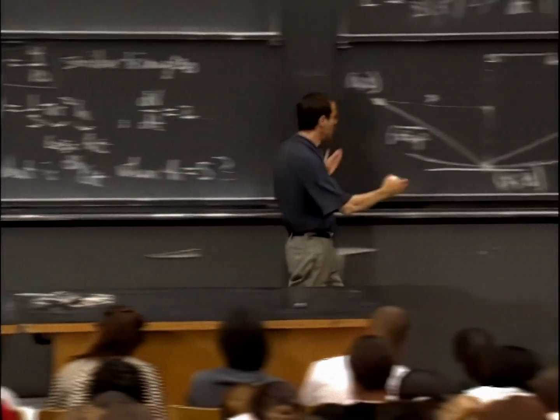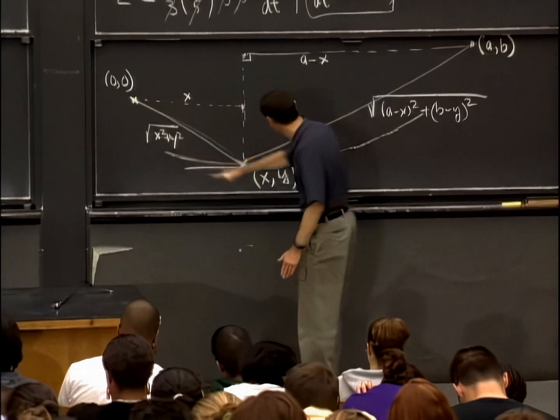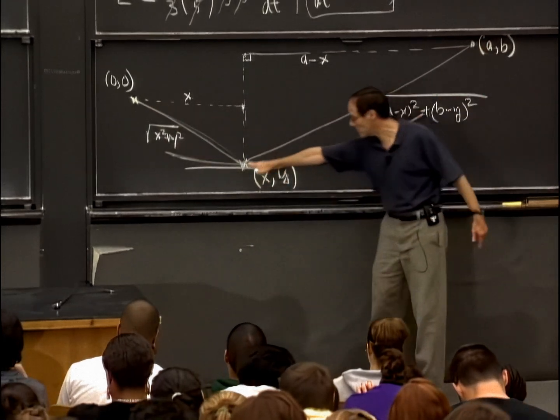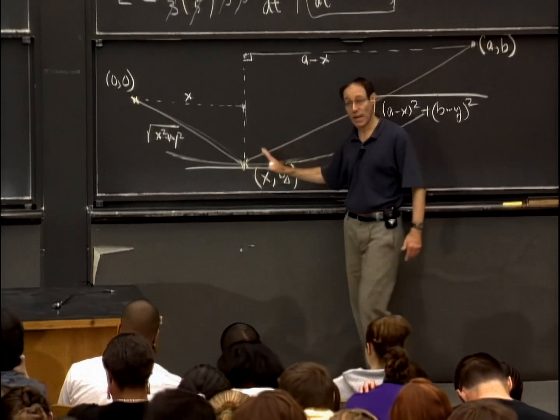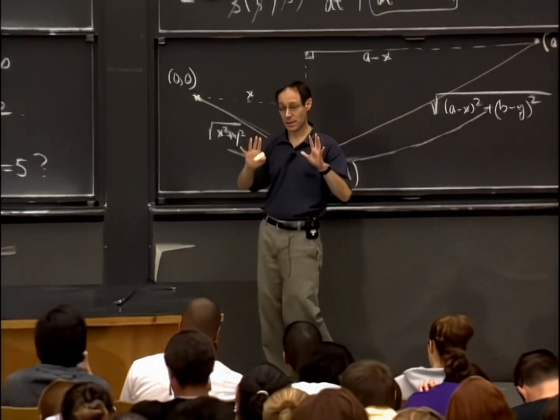One is we did this physical problem. We can see that it's coming up here. We can see that it's coming up here. Therefore, the bottom must be at this critical point. So that's OK. So that's one way of checking it.